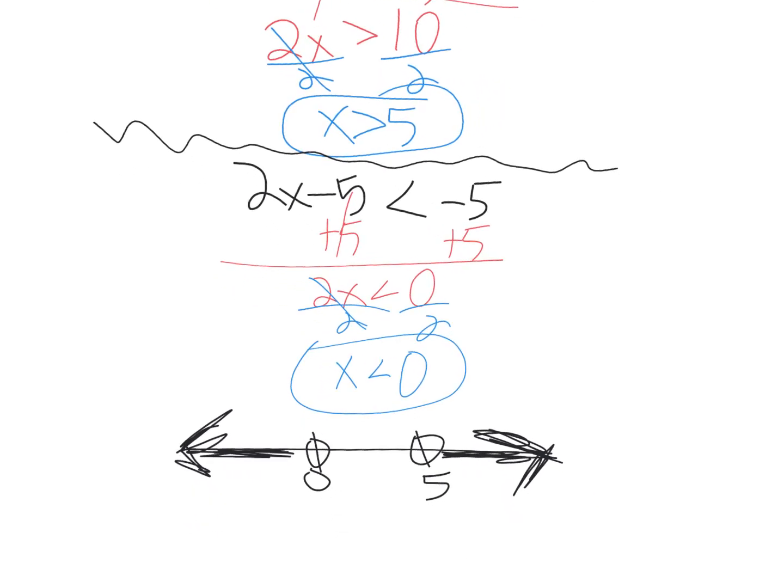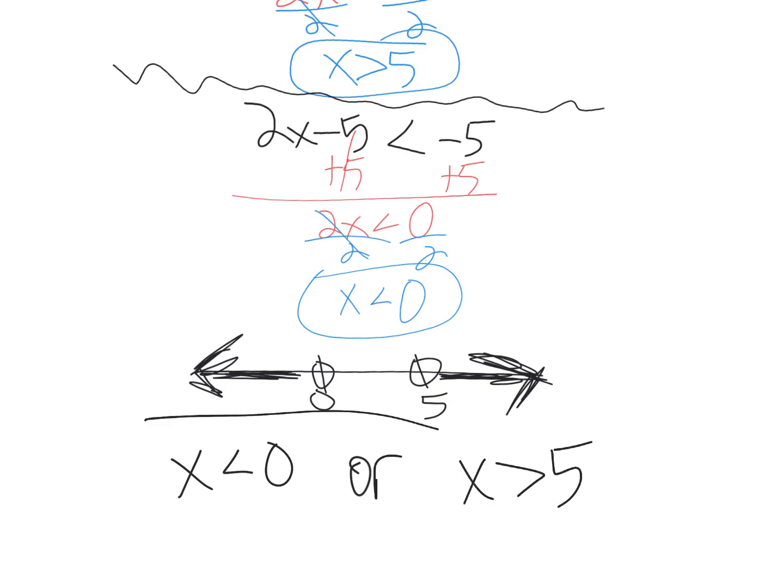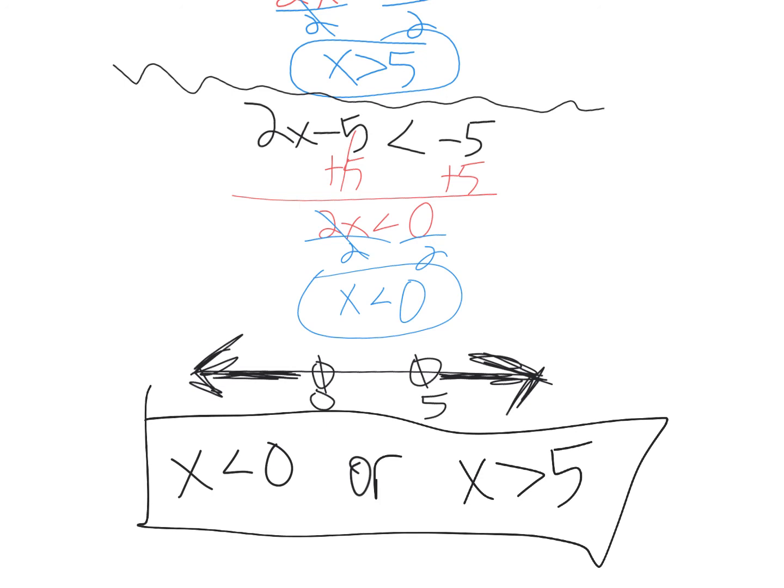You can plug in any number less than 0, like -1, -2, whatever, or I could plug in any number greater than 5, like 6, 7, 8, 9, 10, whatever, and it'll make a true statement. So to write your final answer, this is an OR statement, right? So you're going to put the leftmost statement, or the one going left, first. So x is less than 0 or x is greater than 5, and that's my final answer.